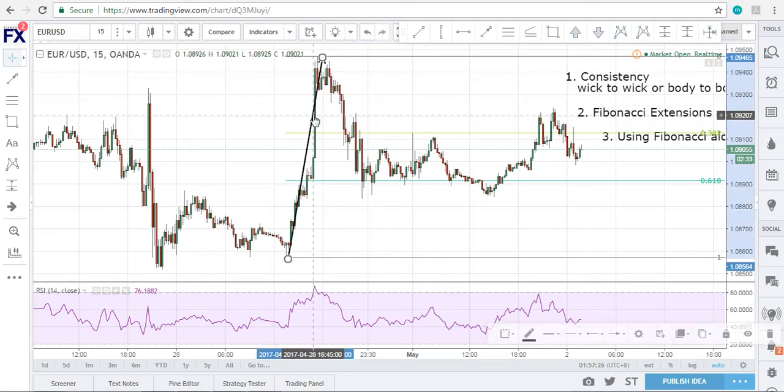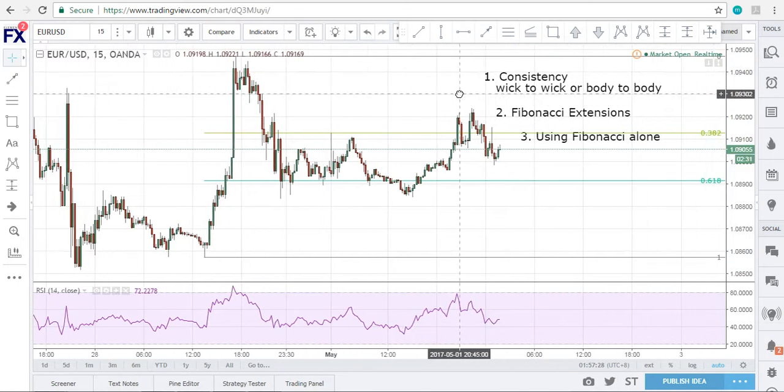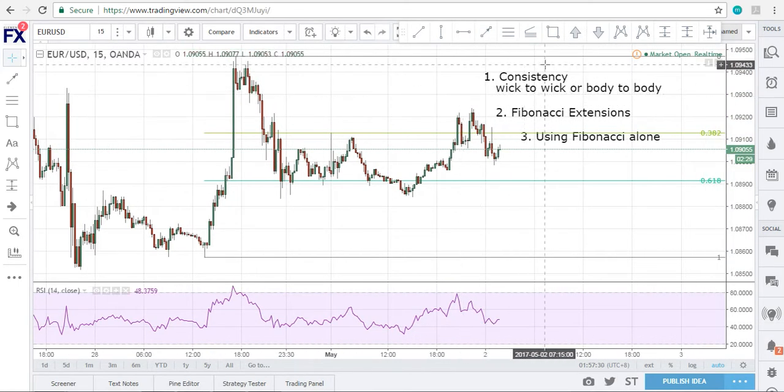So this is the first mistake some traders tend to make. It's either you have your wick to wick or your body to body, and never wick to body or body to wick. So that is something that you might want to look out for in the future.